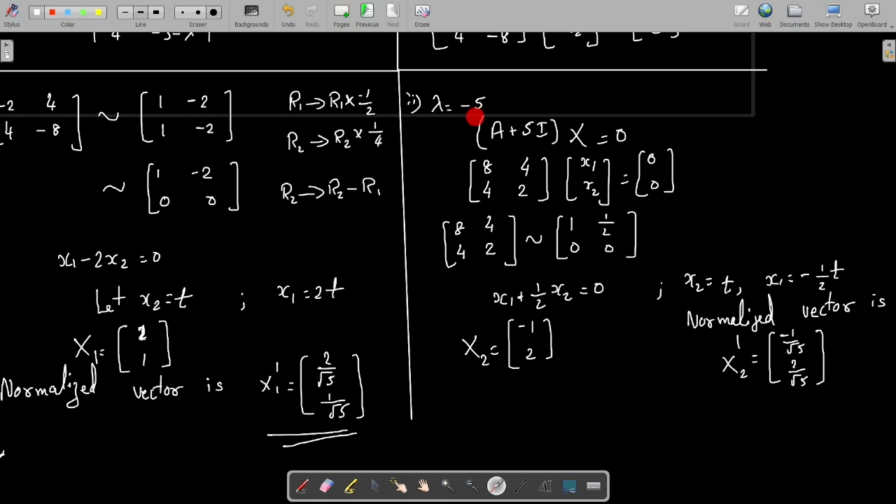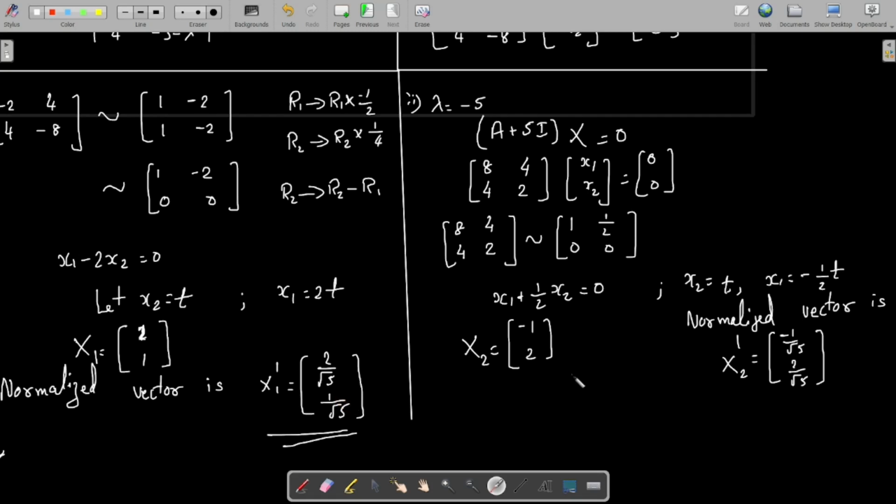Now consider lambda equal to minus 5. So you have (A plus 5I) x equal to 0. And this is a matrix equation. And we reduce the matrix to the row canonical form. Corresponding equation is x1 plus 1 by 2 x2 equal to 0. Put x2 equal to t. Then x1 becomes minus 1 by 2 t. So considering t as 2 here, the corresponding characteristic vector is minus 1, 2. Okay, and we have to normalize the vector now. What's the norm of the vector here? Square root of minus 1 square plus 2 square. This is again root 5. So the normalized vector x2 dash is minus 1 by root 5, 2 by root 5.